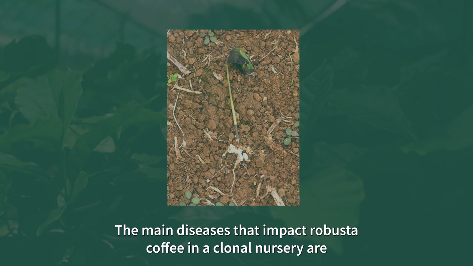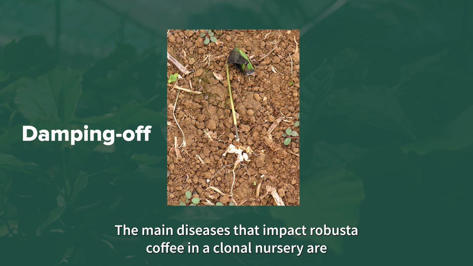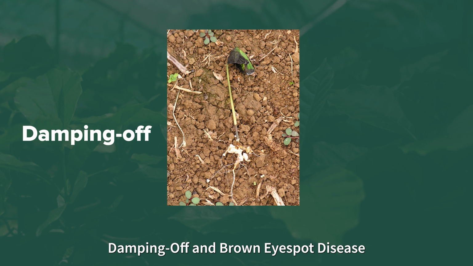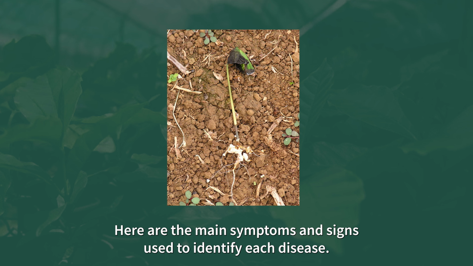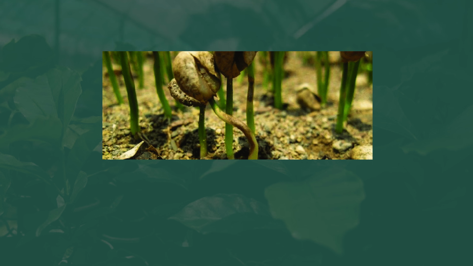The main diseases that impact Robusta coffee in a clonal nursery are damping off and brown eye spot disease. Here are the main symptoms and signs used to identify each disease.